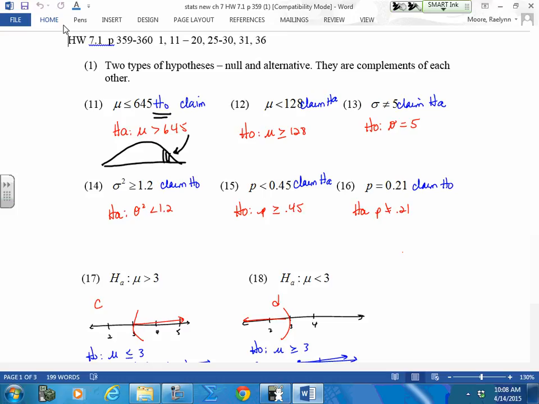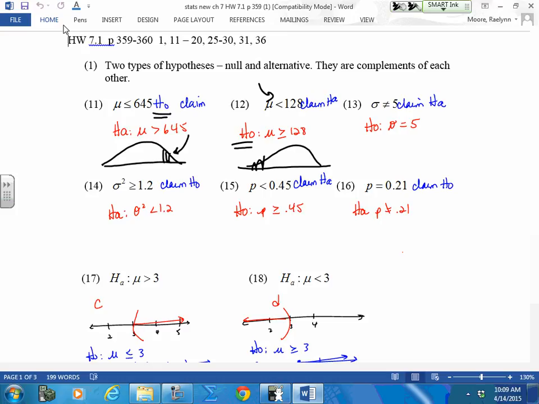The second one, they gave you the claim. That's the HA because there's no equal sign. Its complement, greater than or equal to. The equal to is an HO. What tail test is this? To the left. Good. It follows the HA.